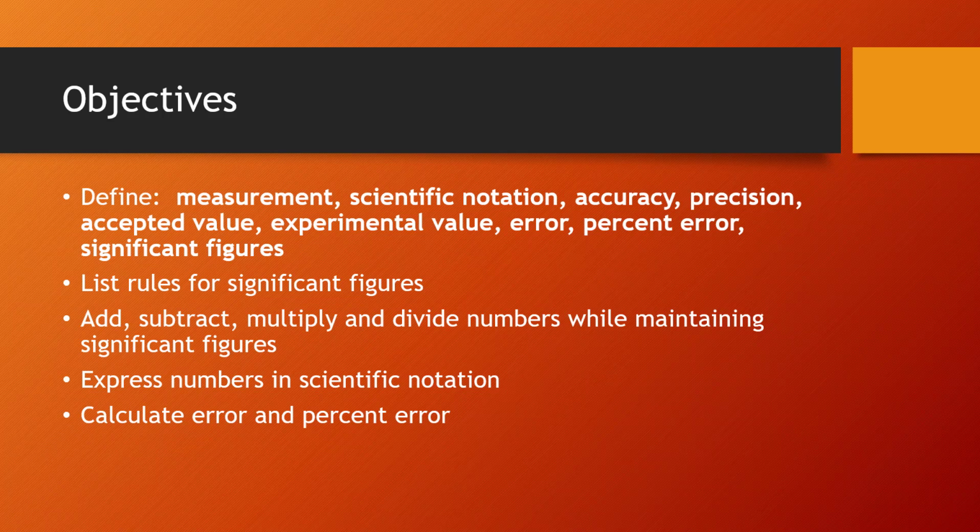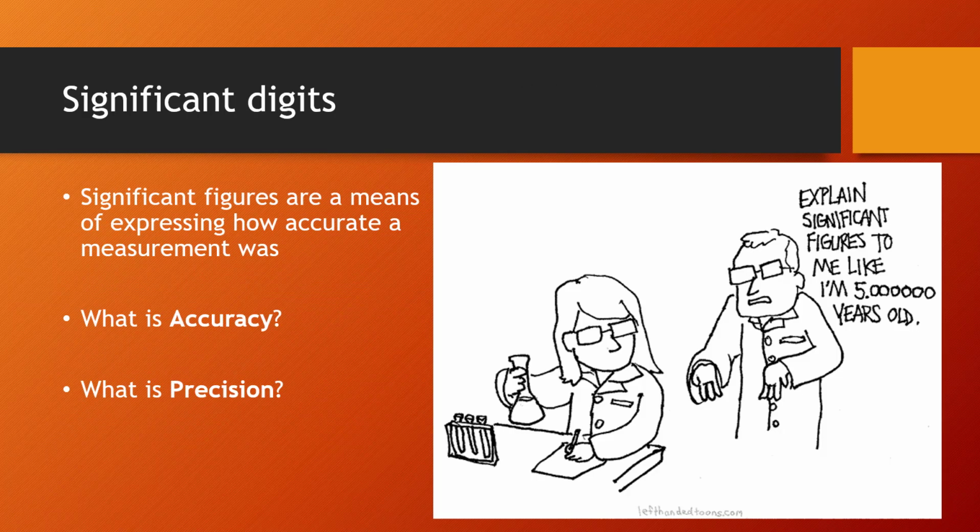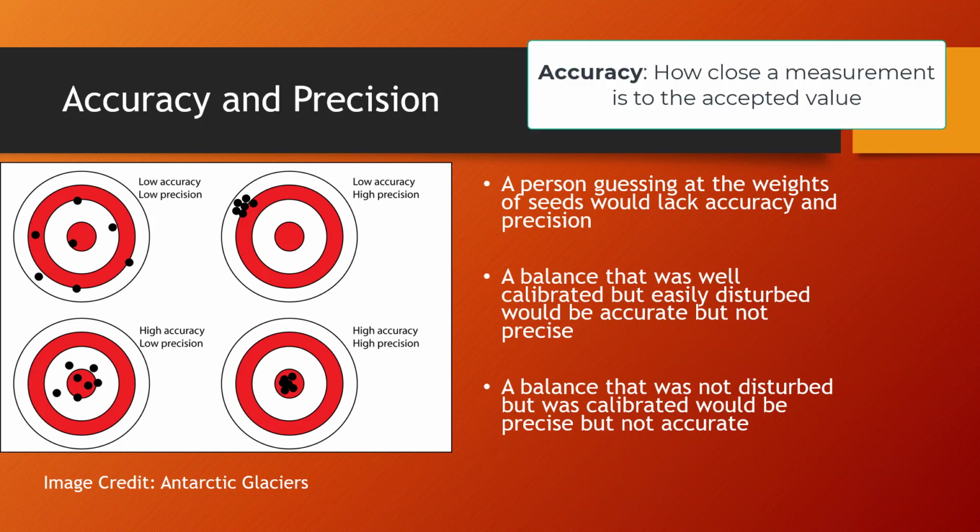Be able to add, subtract, multiply, and divide numbers while maintaining significant figures, and be able to calculate error and percent error. First off, what are significant figures? They are a means of expressing how accurate a measurement is. Well, first off, what's accuracy and what's precision? Accuracy is how close you are to an actual value that you know.